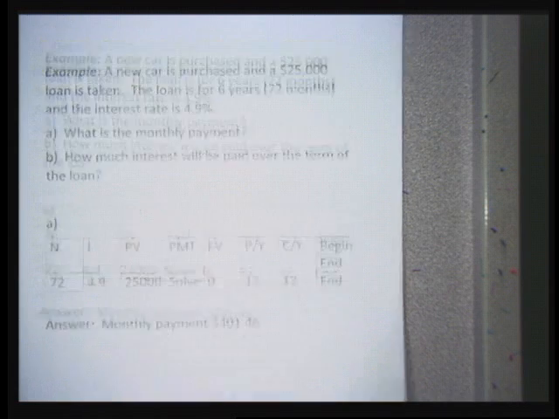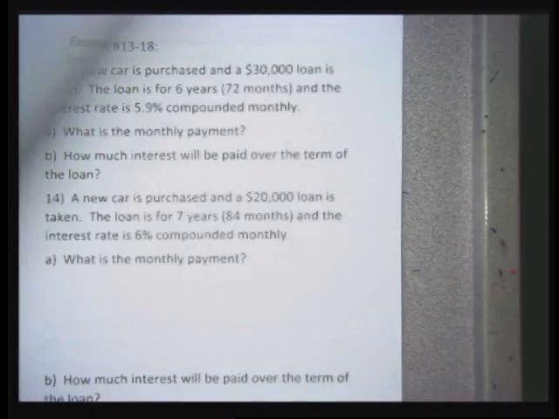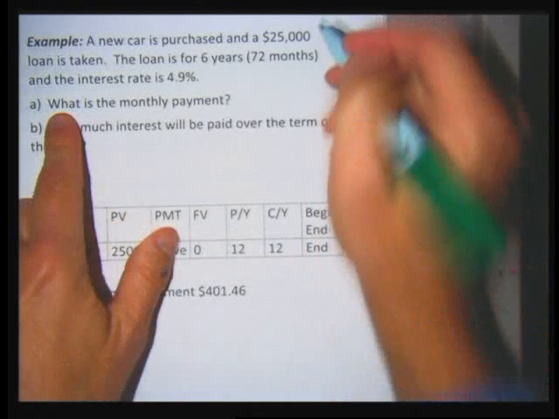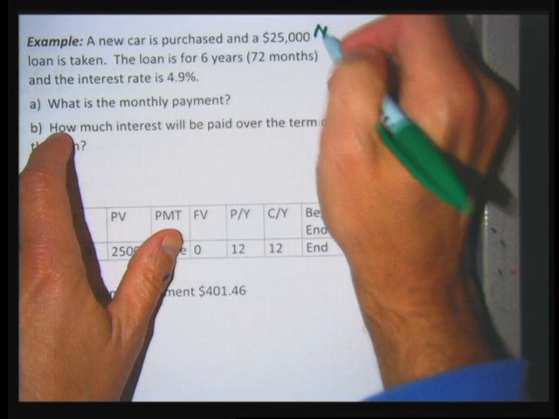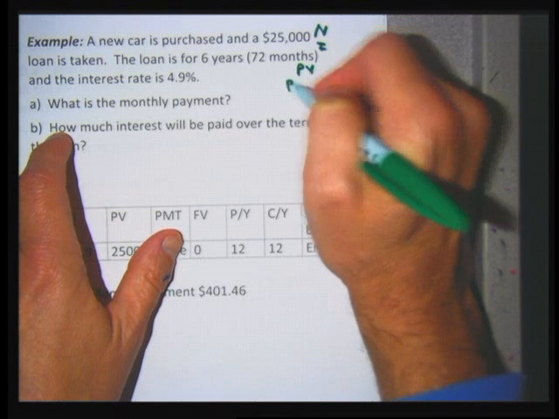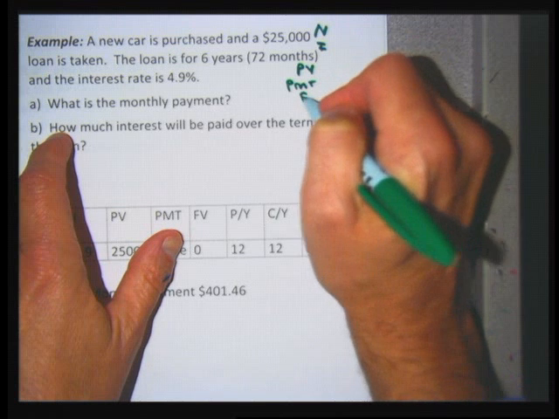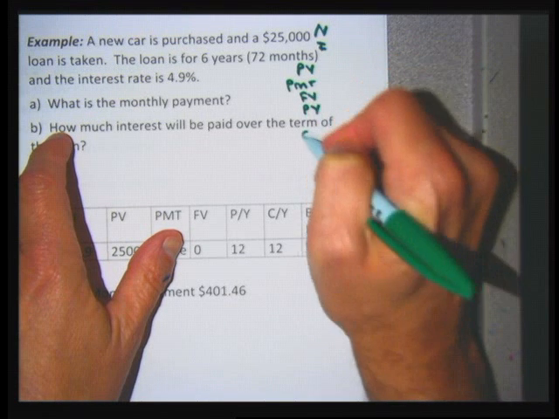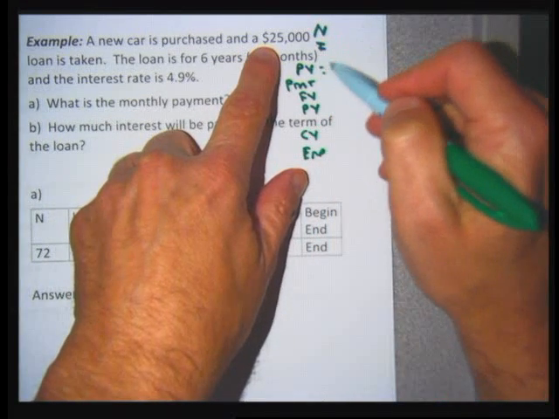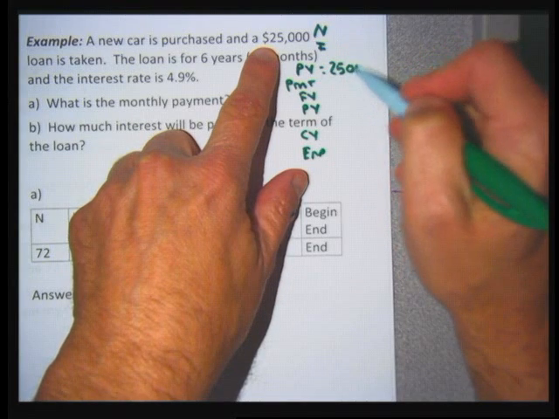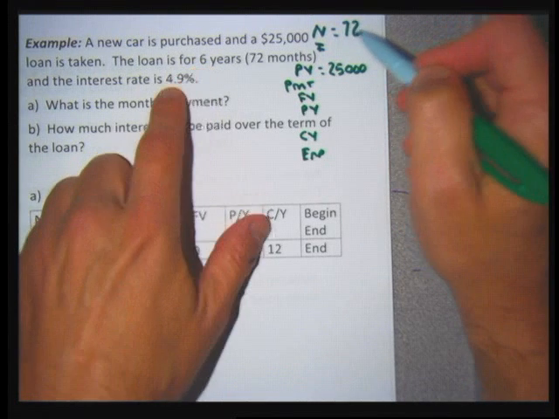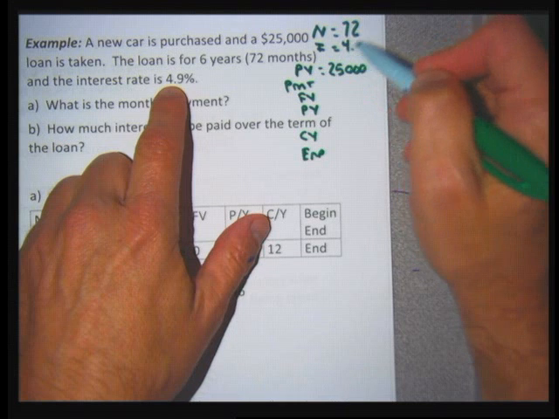All right, so first thing, figure out the monthly payment. To figure out a monthly payment, I need an N, an I, PV, payment, future value, PY, CY, and end. First number I see is 25,000. That's the PV because that's the loan amount. It's positive. Next number I see is 6 years, which is 72 months. That's the N. Last number I see is a 4.9 for the I.